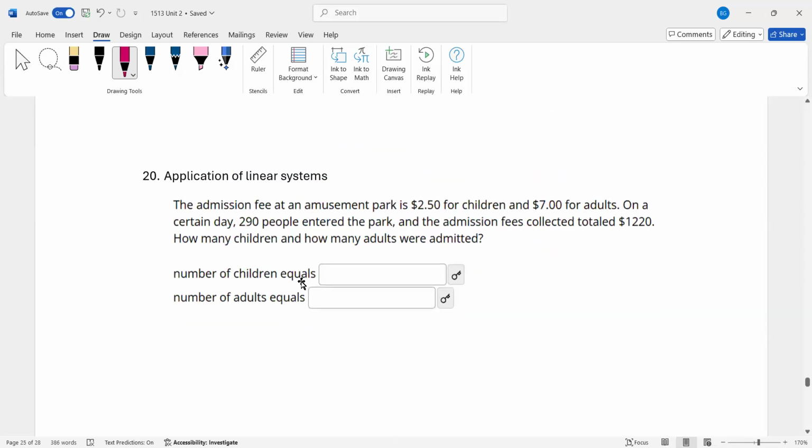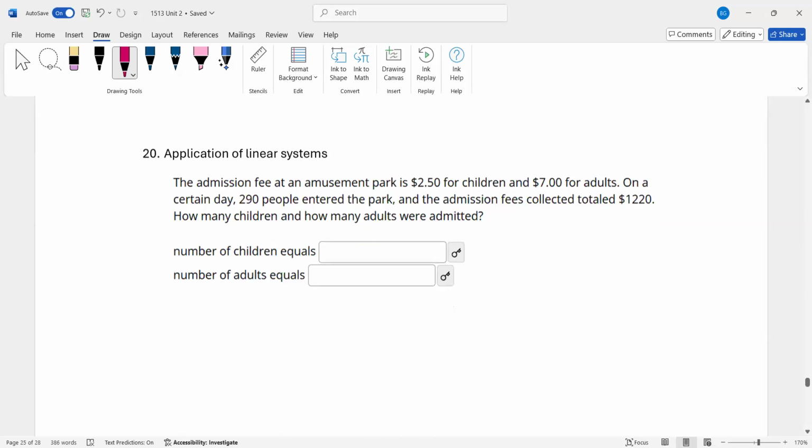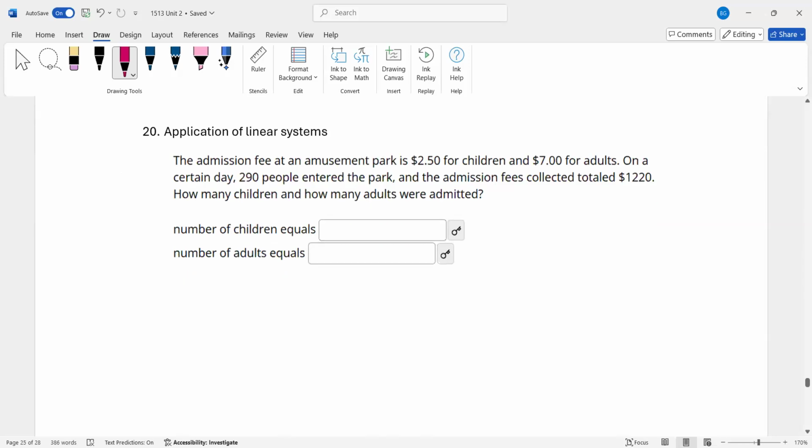Application, we have 20 minutes. Maybe we can get this problem done. All right. Application of linear systems.